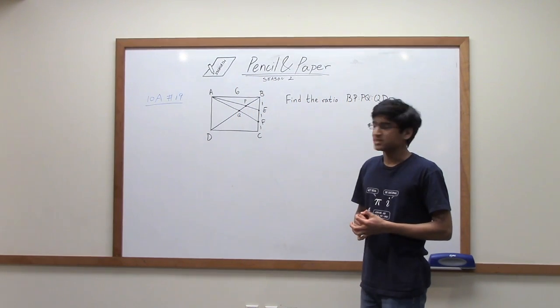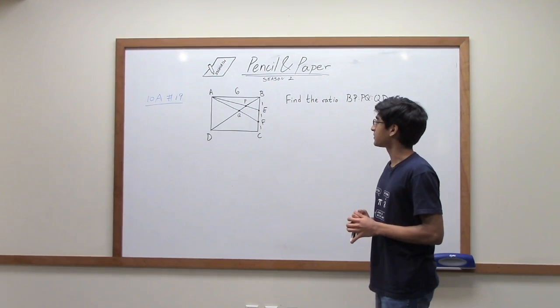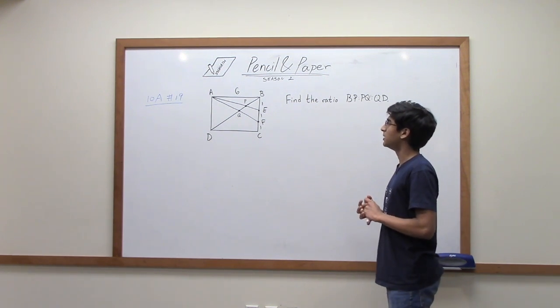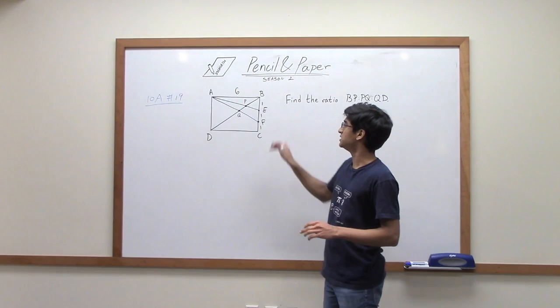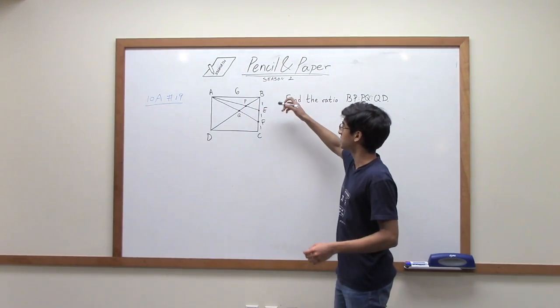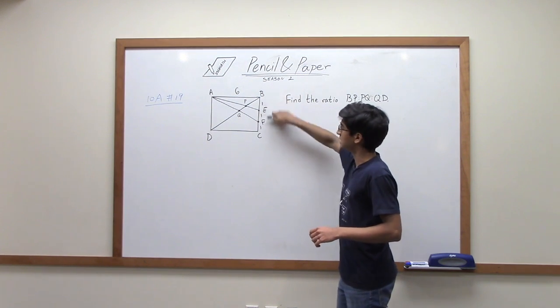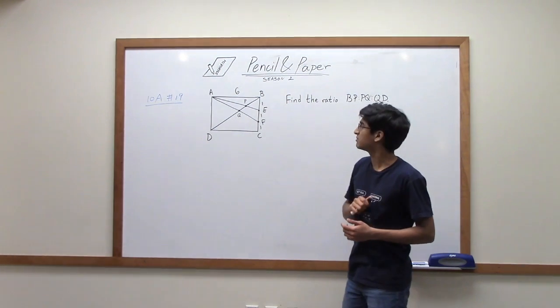All right, so now we're going to talk about problem number 19. Just a short little geometry problem that we have. We have a rectangle ABCD. AB is 6 and BC is 3. And we also have 2 points E and F on the side that cut it into 3 equal segments.